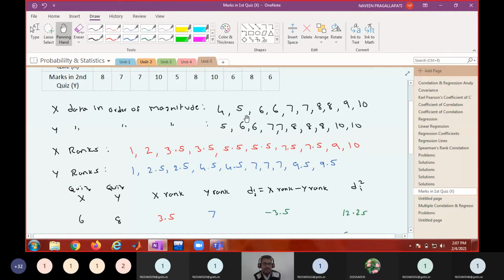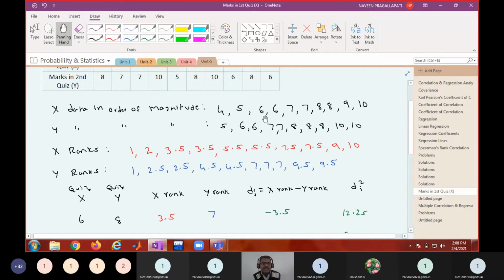So first question. If you want to give the ranks 1, 2, 3, 4, 5, 6, 10 students will occupy 10 ranks, but some of the marks have the same value. 4 is given first rank, 5 is given second rank, and the third rank and fourth rank got the same value, 6 and 6.